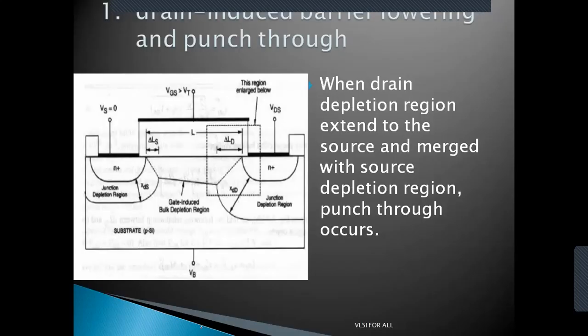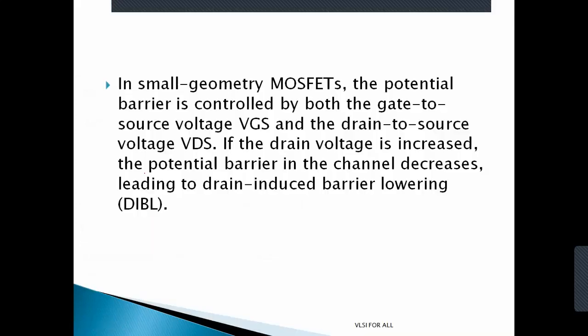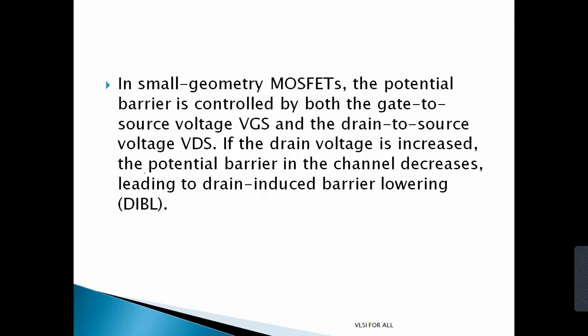Means, if drain to source voltage increases, then this depletion region width will decrease, and the inversion layer width will increase. So the device will get more conduction path for the flow of the electrons. Even if VGS, means gate to source voltage, is less than threshold voltage, the channel current still flows under this condition. This condition is called sub-threshold conduction effect, and the current flow in that situation is called sub-threshold conduction current.